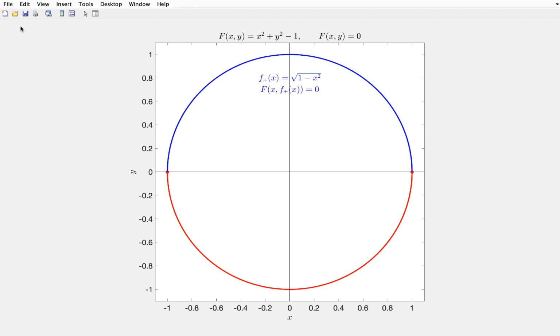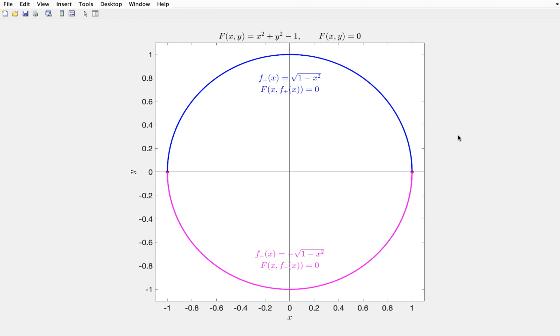Now, of course, we could think of the top part as a function. We could say f plus is the square root of 1 minus x squared. That'll give us a semicircle, the top semicircle. And f of x comma f plus of x is 0 because the graph x and f plus of x is on the circle, and every point on the circle satisfies f of my coordinates is equal to 0. Similarly, the bottom half could be expressed as a function. We can have f minus is negative square root of 1 minus x squared.